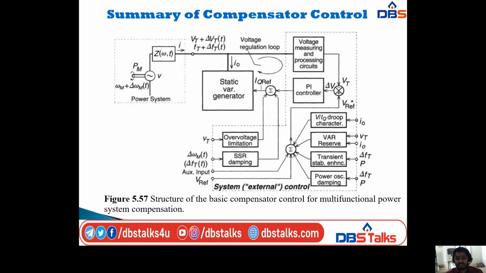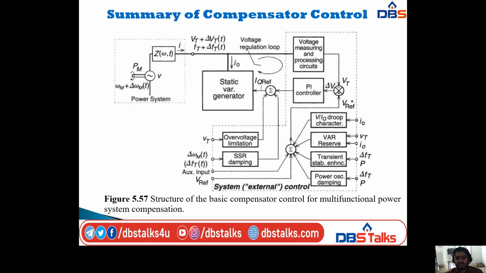Next, this is connected to the static wave generator, and it is also connected to the voltage measuring and process circuits. This voltage measuring and process circuit is given to the effective voltage reference signal, that is V reference conjugate, and this is given to the PA controller, and then to the static wave generator. In between the PA controller and the static wave generator we have one summation. This summation is given to the over voltage limitation and SSR damping.